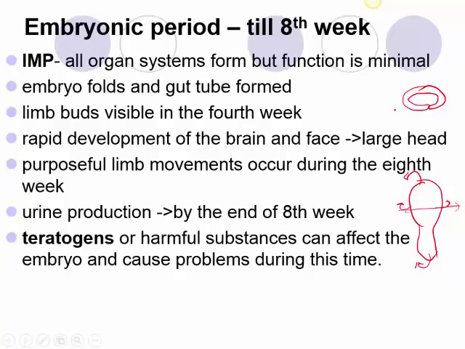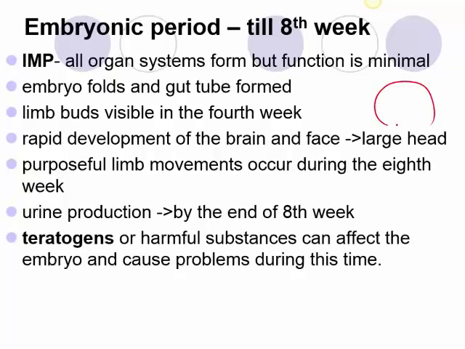The upper limb buds come up faster than the lower limb buds. The brain and the face develop much faster. If you remember when we did the cardiovascular system, I told you how the pulmonary artery, the trunk, was connected to the arch of the aorta by means of the ductus arteriosus. So here is the arch of the aorta, and here are the 3 major branches which go to the head, neck, and upper limb.